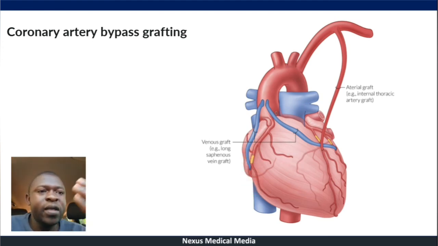That's the first part. Another way is an arterial graft. In this case, we use an internal thoracic artery graft. I will tell you about the internal thoracic artery later. But in coronary artery bypass grafting, you can either use the long saphenous vein from the leg, or you can use the arterial graft from the internal thoracic artery, as an example here.